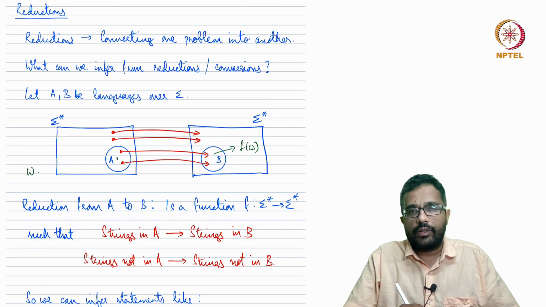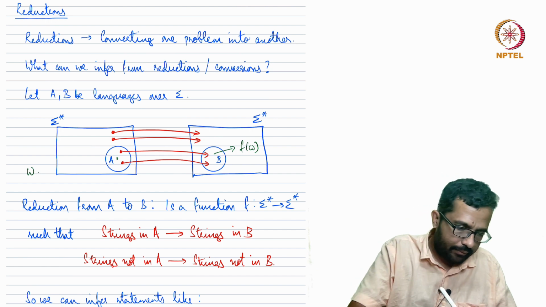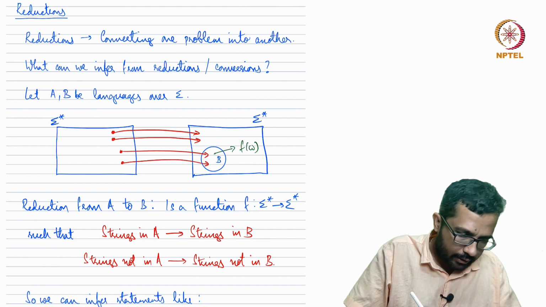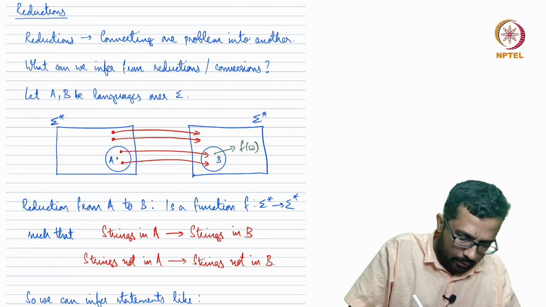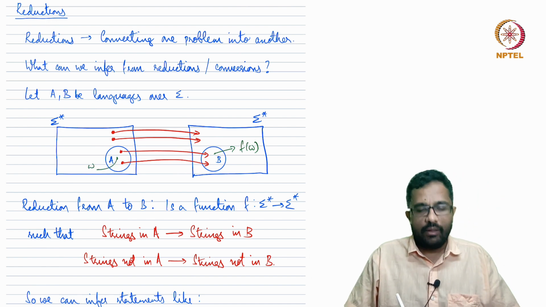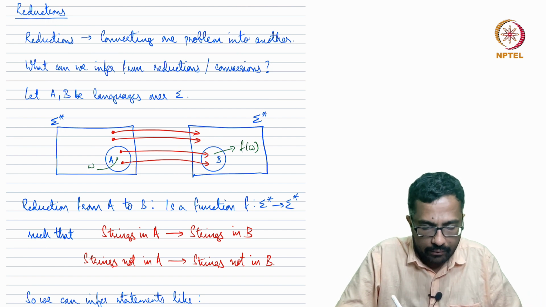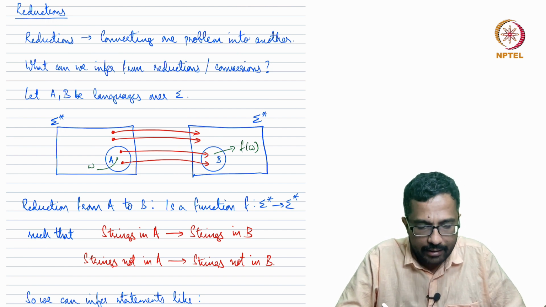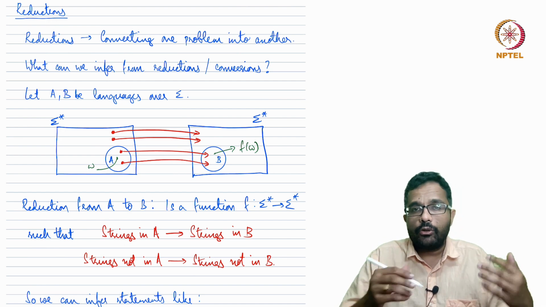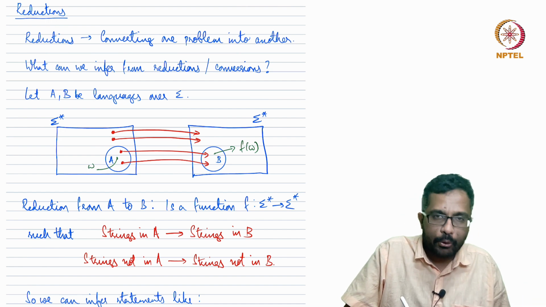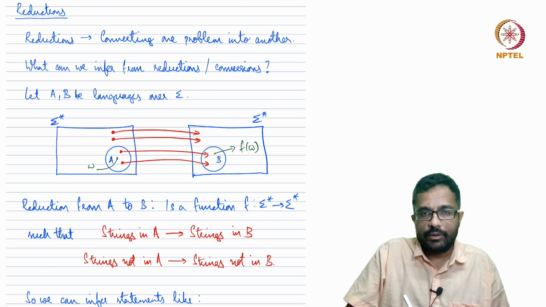f of w somewhere over here, right? So w was in A, and f of w, this is w, and f of w is in B. So now we know how to, given w, compute f of w. Just for the sake of understanding, I am saying that w is in A and f of w is in B, but we do not know this. We do not know whether w is in A. So we map and compute f of w and then check whether f of w is in B.